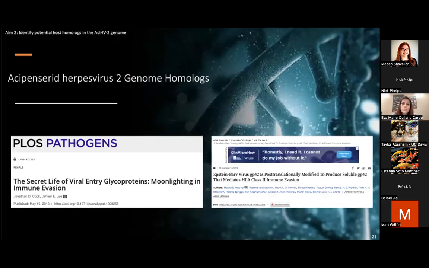So we still need to do quite a bit of work to investigate these open reading frames in detail, but one interesting case is the predicted glycoprotein, which in other viruses has been described moonlighting in immunoevasion and immunomodulation, both as an anchored and secreted protein. And there's that review, The Secret Life of Viral Entry Glycoproteins, which is really interesting if anyone is interested in immunomodulation.